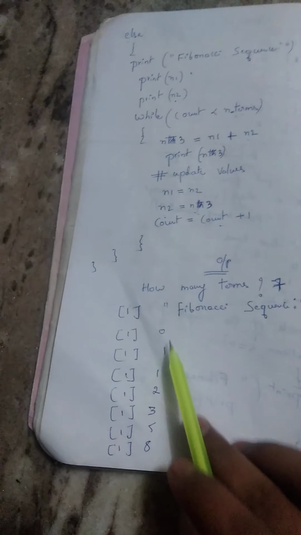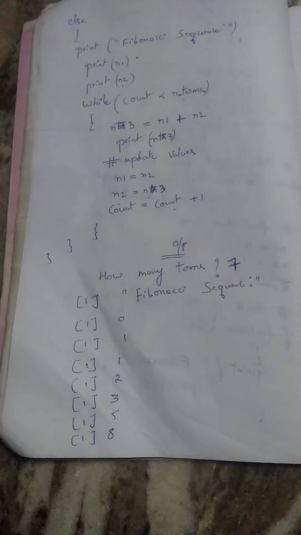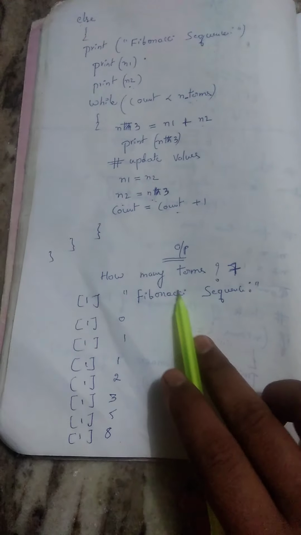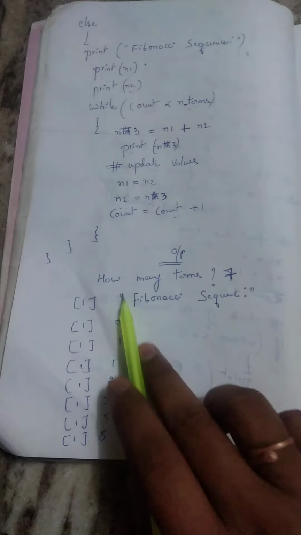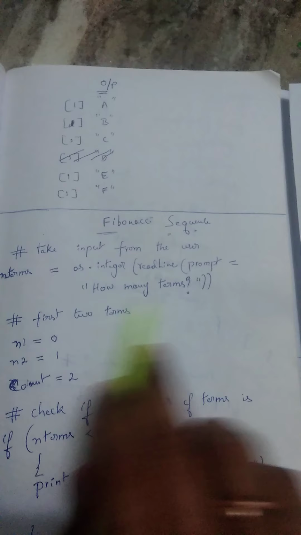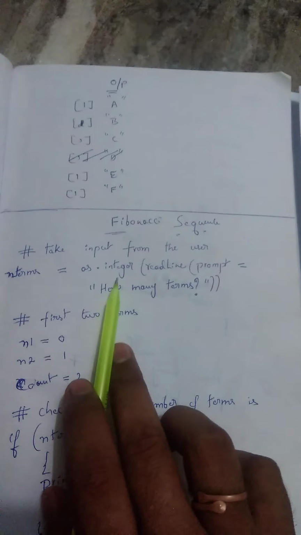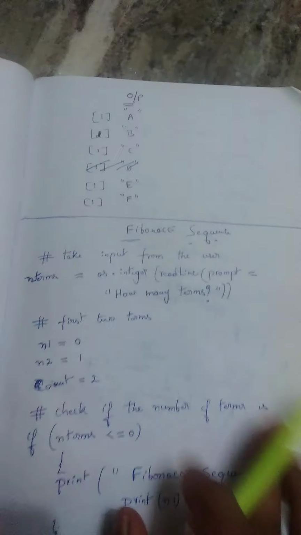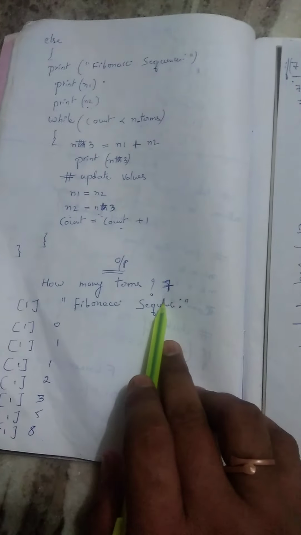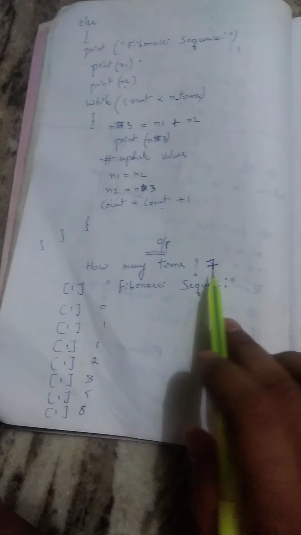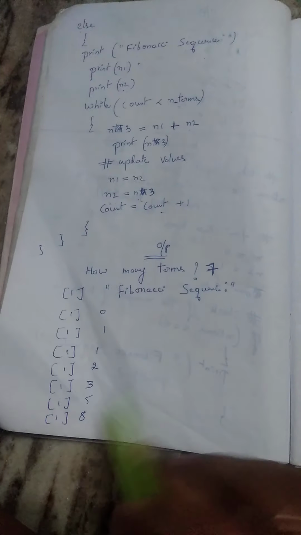These are the sequence 0, 1, 1, 2, 3, 5, 8. This is the Fibonacci sequence. How many terms are we entering? 7. With the help of the input statement we are giving how many terms. We are giving an integer with the help of the int function, that is nth value is 7. That means the user is entering 7. After entering 7, this is the output we observe.